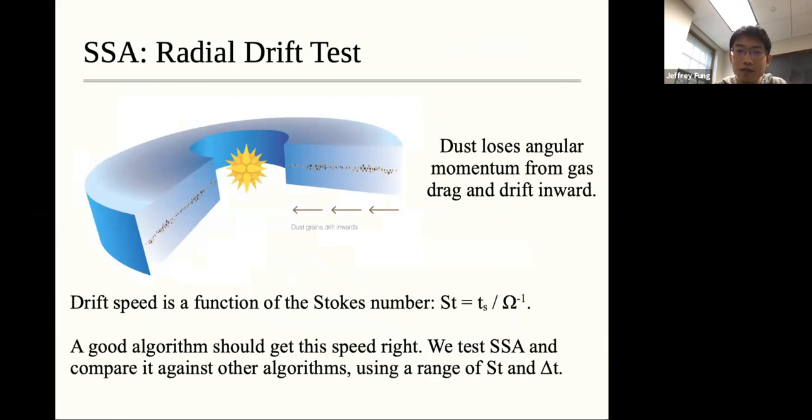Well, let's do a test on it. I'm going to test it by computing the radial drift of dust grains. Dust in a disk loses angular momentum and drifts inward from gas drag. That drift speed is a function of the Stokes number, which is defined as the stopping time divided by the inverse orbital frequency, that is, the dynamical time of the orbit. A good algorithm should, of course, get the speed right. We're going to compare SSA with a bunch of other algorithms and show the results with a range of Stokes numbers and time steps.